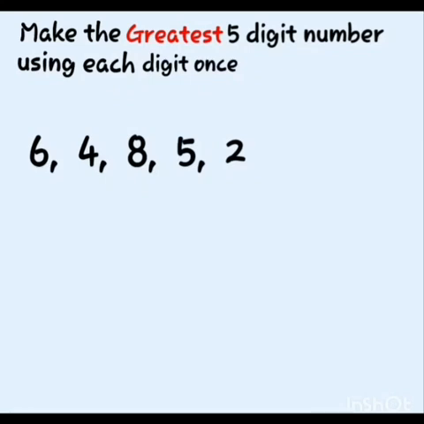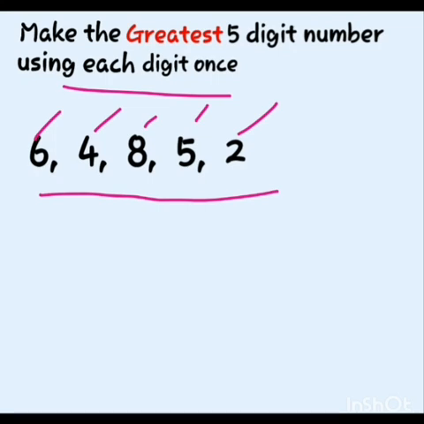So let us write the greatest 5-digit number without repeating the digits using the given digits. Right? Now we have these 5 digits here and we need to make the greatest 5-digit number using each digit just once. Right? So how can we do that? We have these digits 6, 4, 8, 5, 2, and what is the greatest 5-digit number that I can make using these 5 digits? If I want to make the greatest 5-digit number from these 5 digits, I need to arrange them in the descending order. That is from the largest to the smallest.